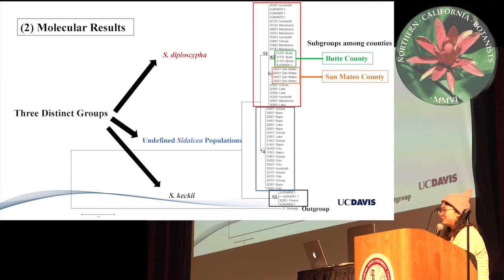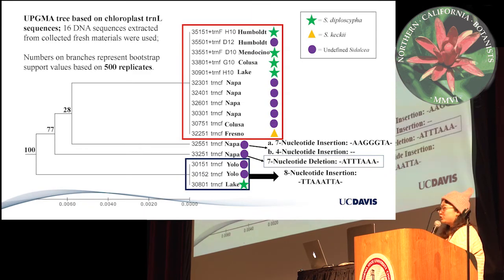We also found some genetic variation within the Sidalcea diplocipha population, like they have both a Bibb County subgroup and a San Mateo subgroup. And when we tried to use chloroplast sequence to see if there was a clearer relationship to support either the hybridization hypothesis or the new species hypothesis, we didn't find any clue, because most of the individuals show clearly identical sequence in that area. But we did find some very interesting genetic variation within that area.